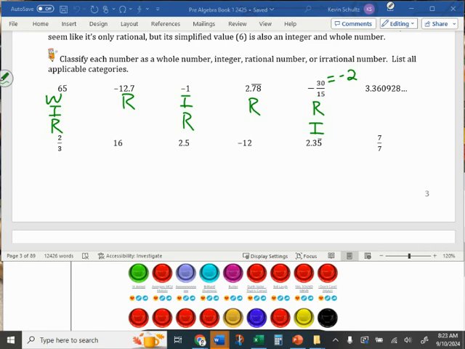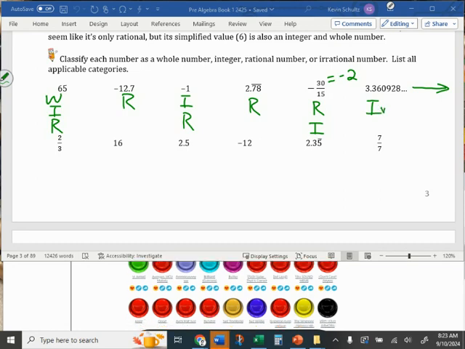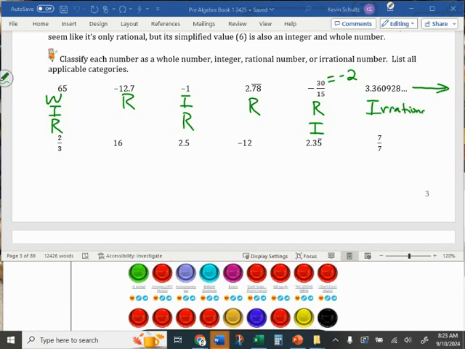3.360928 and so on. Amanda, rational? Not rational. Why is it not? It's irrational because it doesn't end. The dots tell us it goes on forever and ever. Therefore, it is irrational. Now write this word out so you don't confuse it with integer and rational together. Irrational goes on forever.